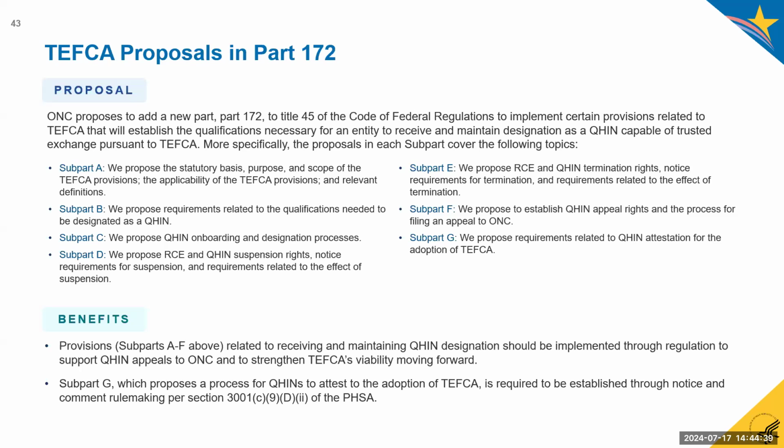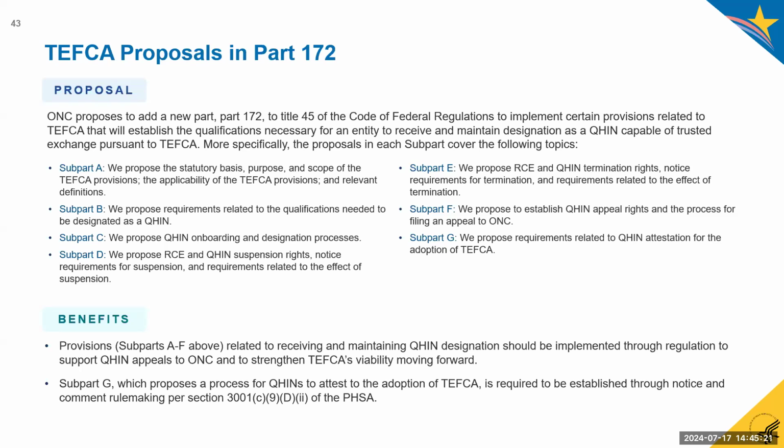Subpart A is the statutory basis, purpose, and scope of the provisions, the applicability of the TEFCA provisions, and all the relevant definitions. Subpart B discusses requirements related to the qualifications needed to be designated as a QHIN. Subpart C covers QHIN onboarding and designation processes. Then in Subpart D, we propose RCE and QHIN suspension rights, notice requirements for suspension, and requirements related to the effect of suspension. And then next in Subpart E, we propose RCE and QHIN termination rights, notice requirements for termination, and requirements related to the effect of termination.